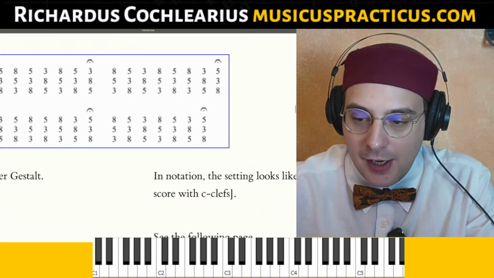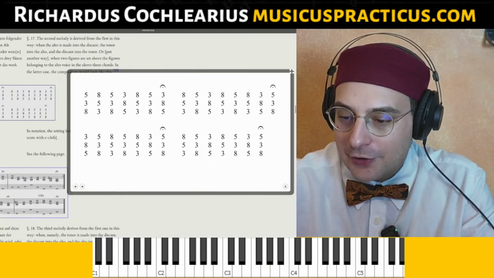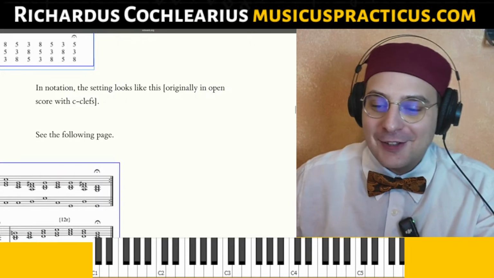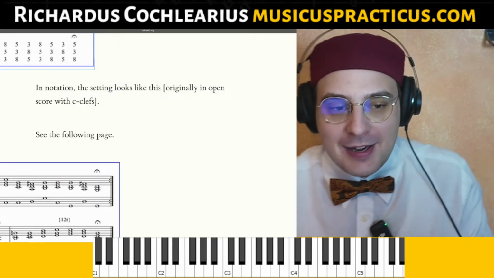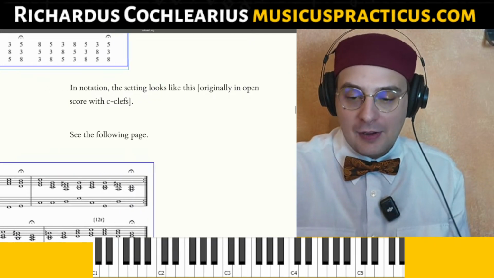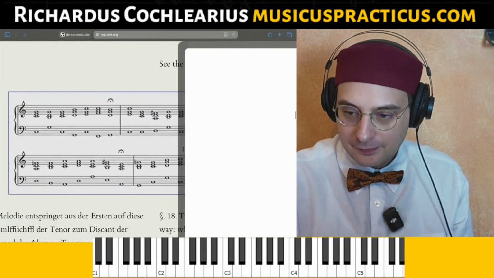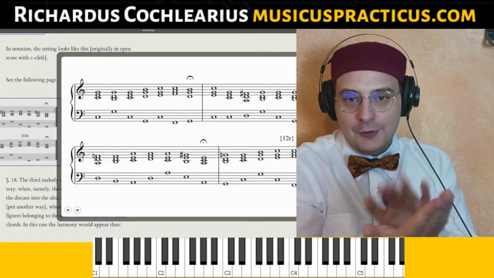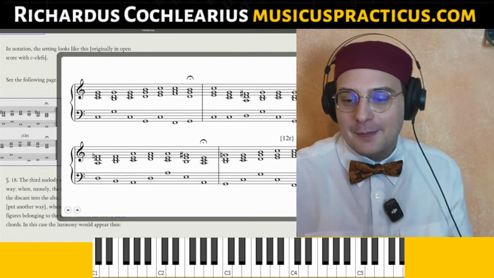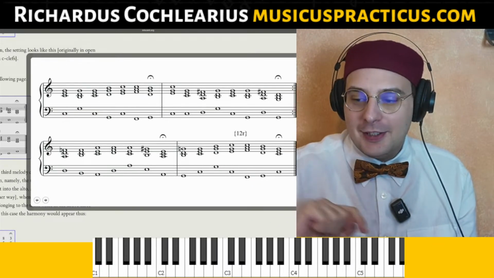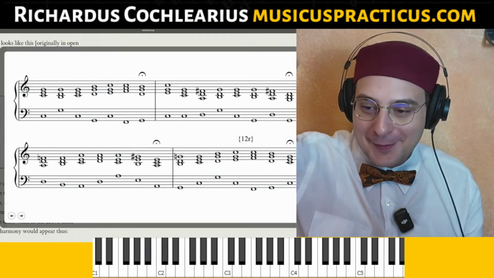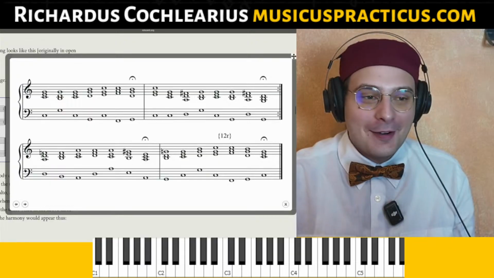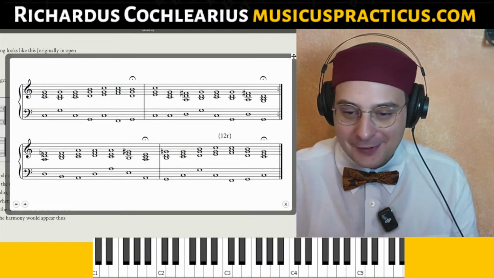Here with the numbers, if you want to win the lottery, you have a lot of numbers to choose from, or in notation the setting looks like this, originally in open score with C clef. Okay, see the following page. Interesting, okay, this is because in the manuscript, you have to look at the following page, so turn the page. Here we don't have pages, it should be correct to write scroll the page, but the iPad is not something belonging to the 18th century.